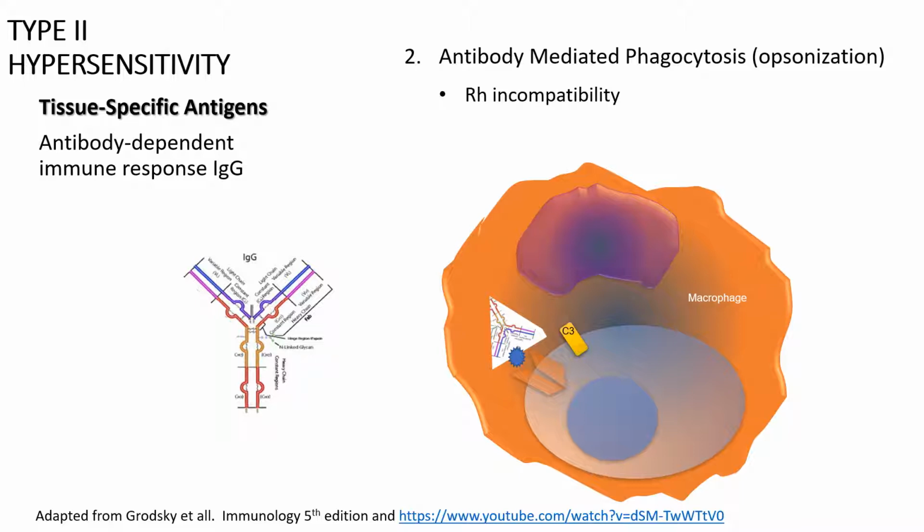And again, this can happen, for instance, in the incompatibility of the rhesus type blood group when the mother is negative and the child bears the rhesus antigen on the red blood cells. The mother antibodies will cross the placenta and produce the destruction of the red blood cells in the babies. This is mediated by antibodies.